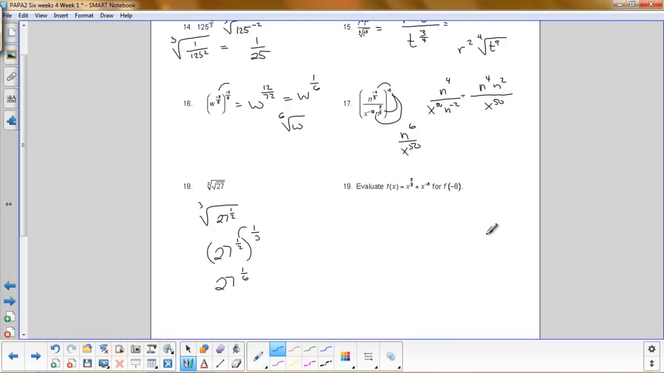In looking at this, all we're doing is substituting negative 8 in here. So f of x equals negative 8 to the 2/3 power plus negative 8 to the negative 3rd power. And that becomes a simple calculation problem after you've done that.